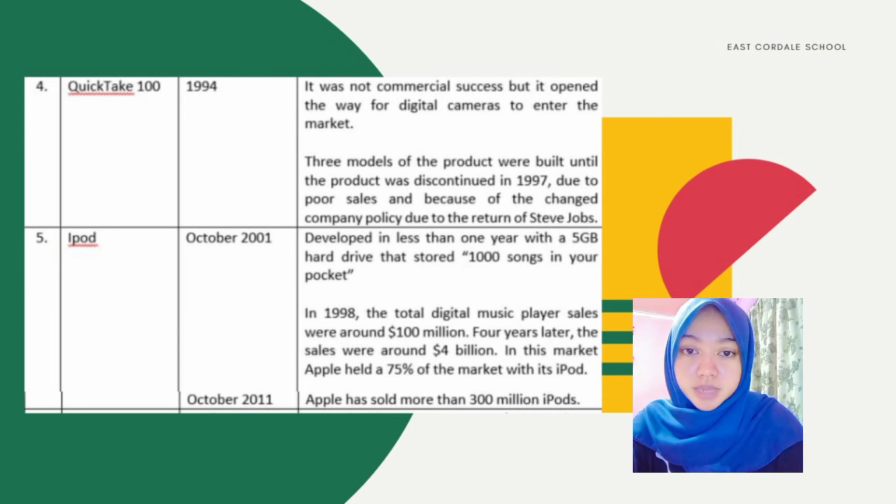Following that, Apple launched the iPod in October 2001. It took less than a year to create, and it came with a 5 GB hard drive that could store 1,000 tunes in your pocket. The overall sales of digital music players in 1998 were roughly $100 million. Sales were over $4 billion 4 years later. Apple's iPod commanded 75% of the market in this category. In October 2011, more than 300 million iPods had been sold by Apple.